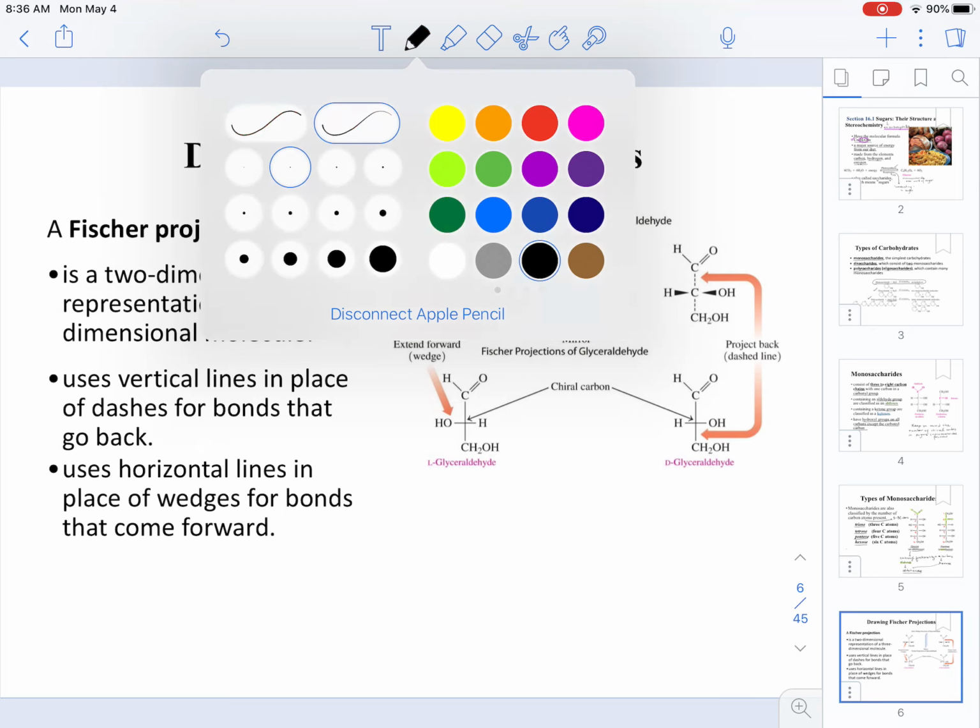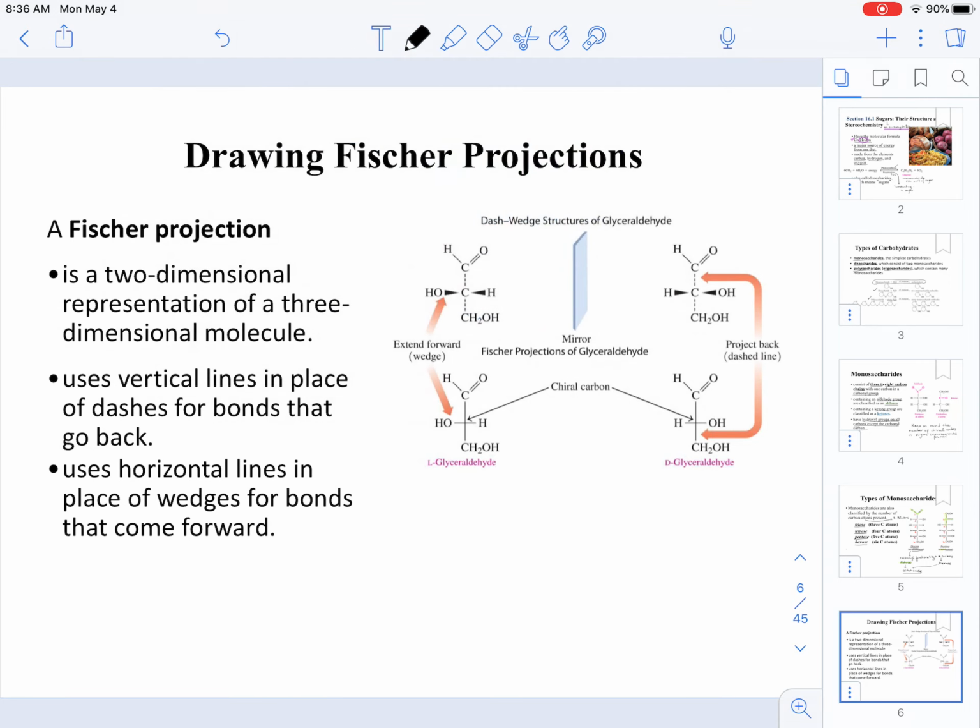Whenever we're talking about the stereochemistry of monosaccharides, understand that we need to at least think about Fischer projections. And Fischer projections, as you can see by definition, is a two-dimensional representation of a three-dimensional structure. It utilizes vertical lines in place of dashes for bonds that go back, and it uses horizontal lines in place of wedges for bonds that are coming forward. So, in organic chemistry, whenever we wanted to symbolize that we were having a molecule that has a three dimension, we use wedges and dashes.